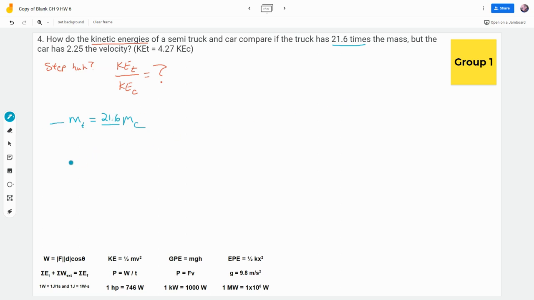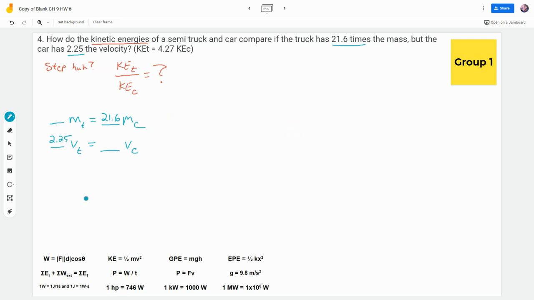And there's also a relationship between the velocities. So how do the velocity of the truck and the velocity of the car compare? The number is 2.25. So where does that number go? The car has 2.25 times the velocity. So however fast the truck is going, the velocity of the car is 2.25 times greater. So that one goes over here on the left.